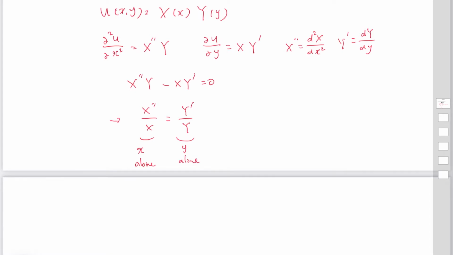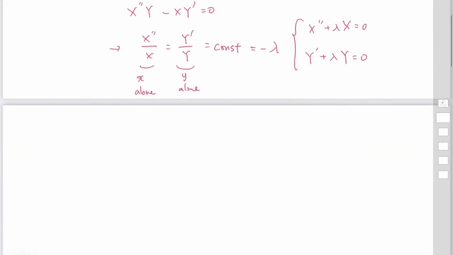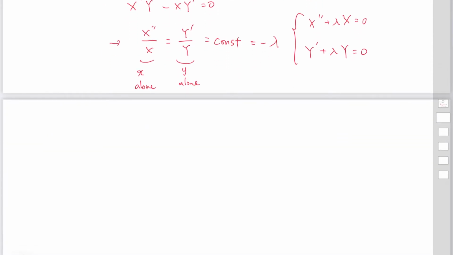To satisfy this equation, both sides have to be a constant value. As the constant, we write minus lambda. So the equations become X double prime plus lambda X equals 0 and Y prime plus lambda Y equals 0. Two equations, so we consider three cases.